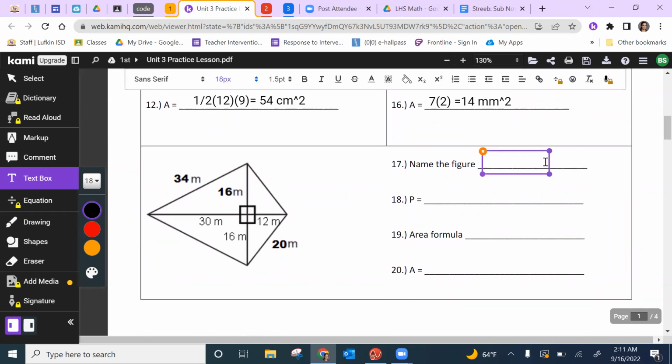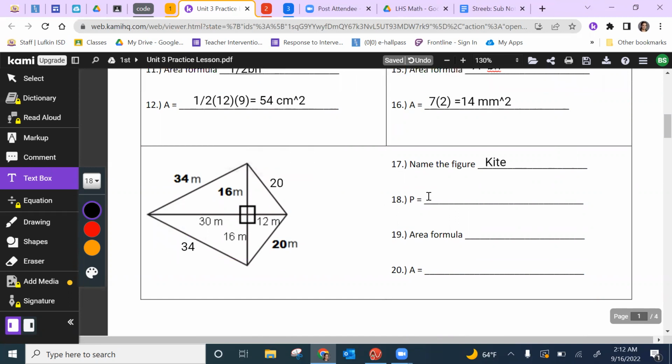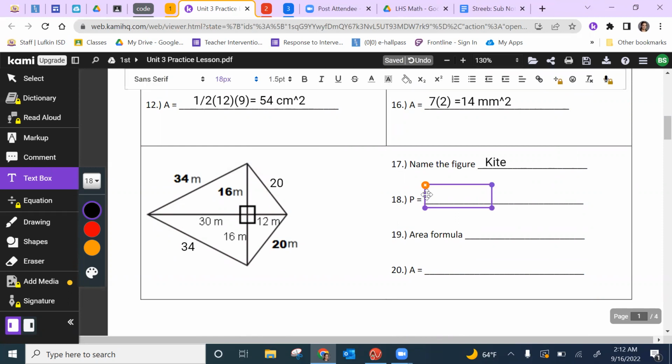Our next figure is a kite. So remember that this side is also 34 and this side is also 20 because you have two sets of consecutive sides, or sides that are next to each other, that are congruent. So you've got 34 plus 34 plus 20 plus 20 because we're just adding the sides for perimeter. That gets us 108 meters.